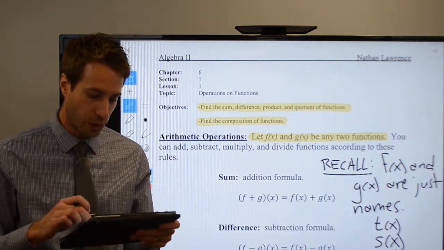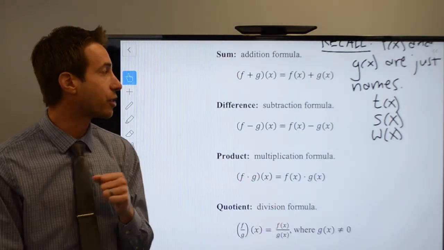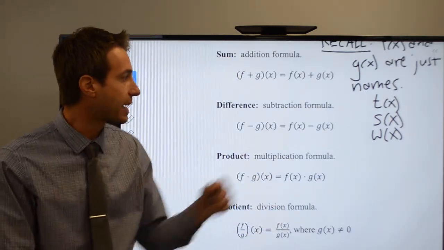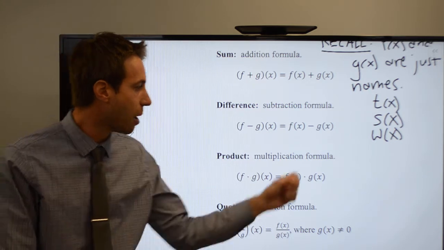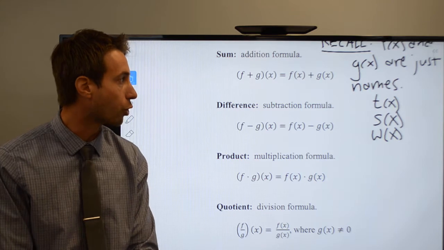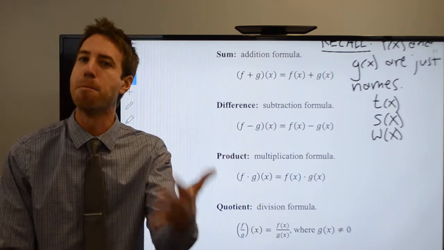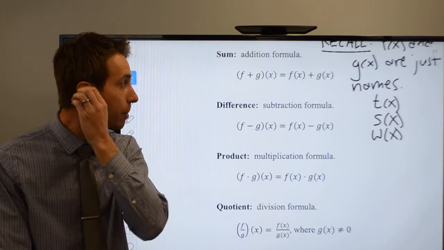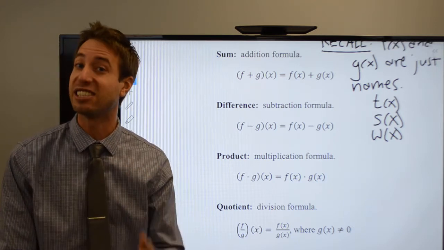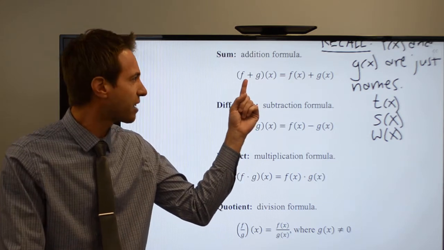Now, the operations that we're going to have you do, I've got listed for you right here. You'll be adding functions, we call it a sum, subtracting functions, we call it a difference, multiplying, we call it the product, and division, which of course we call the quotient. These are just different ways of writing it. I'll go over that more as we do some example problems, but most of the time you're going to see the sum of functions written this way, which looks a little bit confusing.